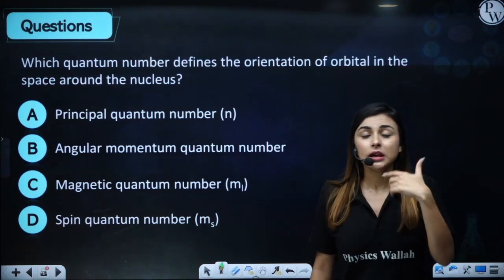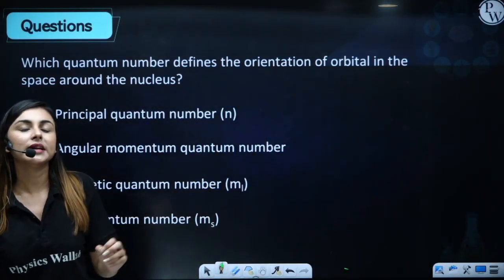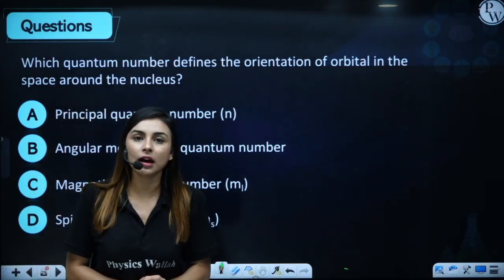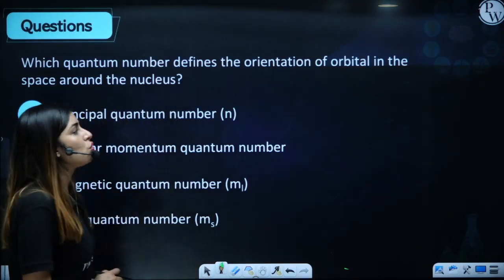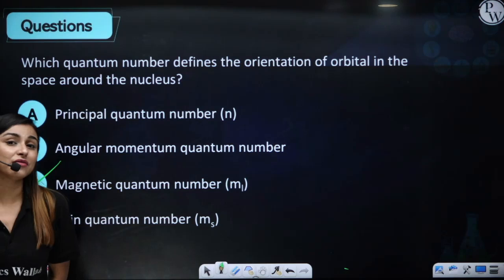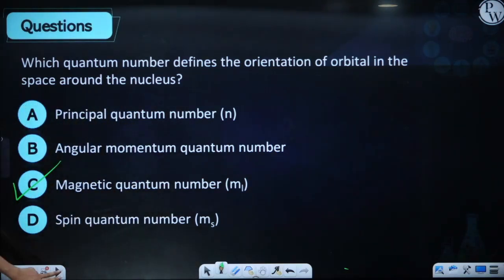The L quantum number gives the shape. ML, that is your magnetic quantum number, tells the orientation, that is along which axis the electrons are present. So who is giving the information about orientation? Magnetic quantum number ML, that is option C, will be your correct answer. Let's move forward to the next question.